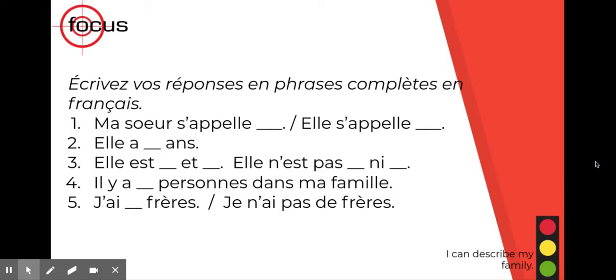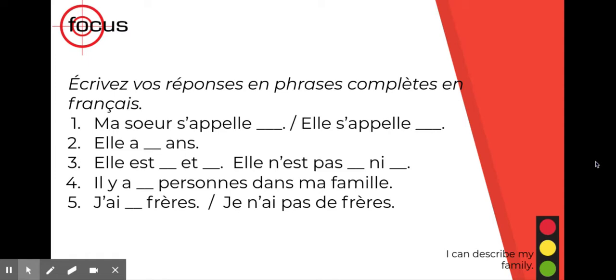Okay. Let's go ahead and look at our answers. So number 1, you could have either put ma sœur s'appelle and your sister's name, or you could have written elle s'appelle and then your sister's name. Number 2 was asking about age. So we should have elle a and then the number and then ans for years. Descriptions, hopefully we had our sentences combined. So maybe we had elle est description, description, elle n'est pas description, ni description.